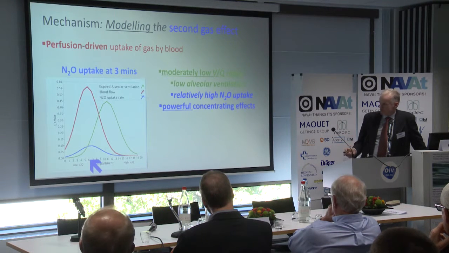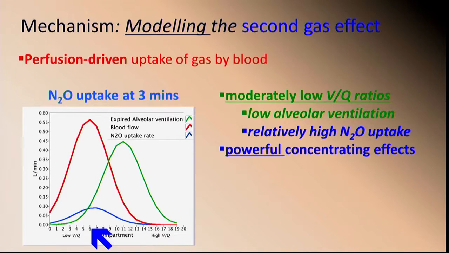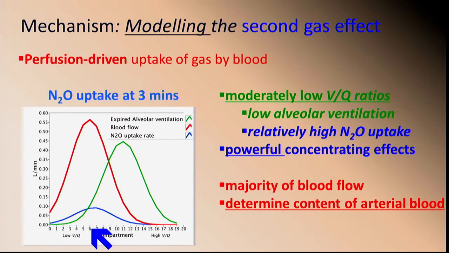But you can also see that the ventilation to these compartments is really very poor. Right? They have low VQ ratios. So the concentrating effect that uptake of nitrous oxide produces in those compartments is very powerful. Now these are the lung compartments which get the majority of the blood flow. So these are the lung compartments which determine the content of blood leaving the lung, going to your brain and putting you to sleep.